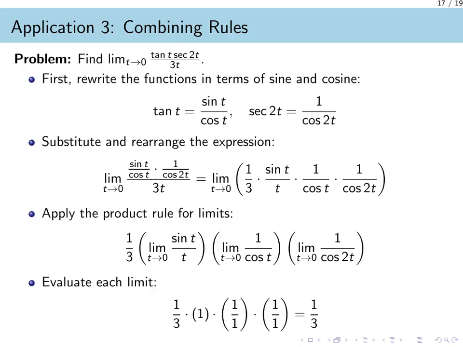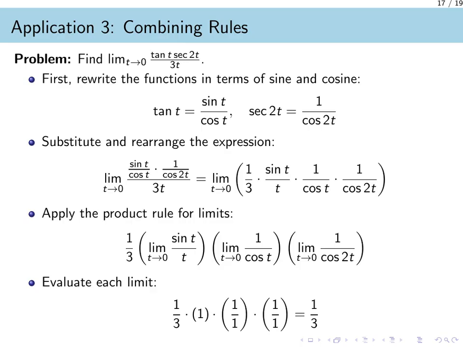This separates the problem into the product of 4 simpler terms: 1/3 times the fraction sine of t over t times 1 over cosine of t, and finally times 1 over cosine of 2t. Applying the product rule, we can evaluate the limit of each piece.